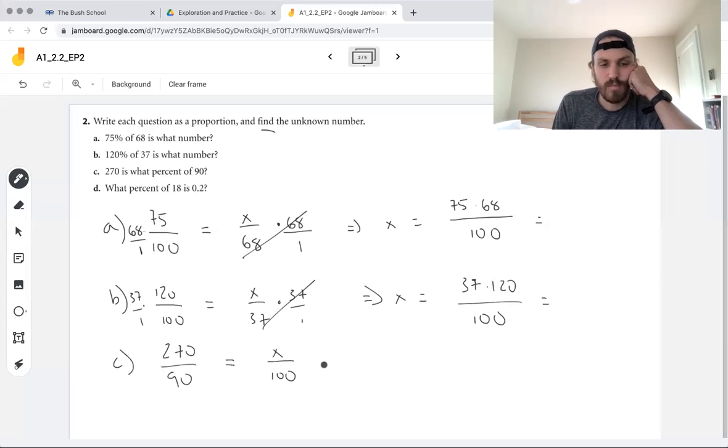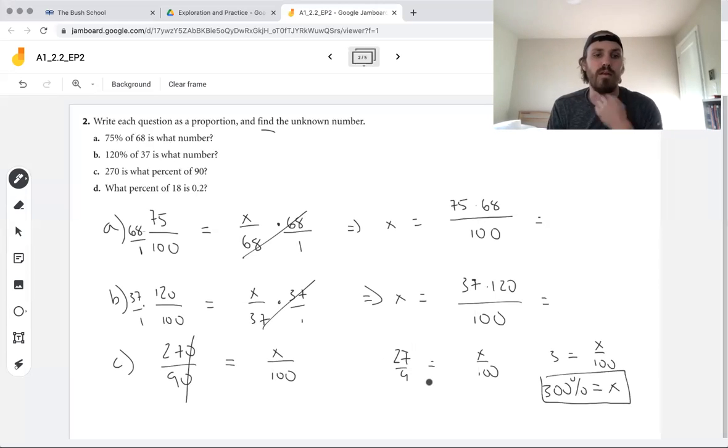I'm pretty sure we could simplify by dividing by 10. So then we'd have 27 over 9 is equal to x over 100. 27 over 9 is actually just 3. So we'd get 3 equals x over 100. Then we could multiply both sides by 100 and get 300 equals x. So 300% is the percent that we would need.